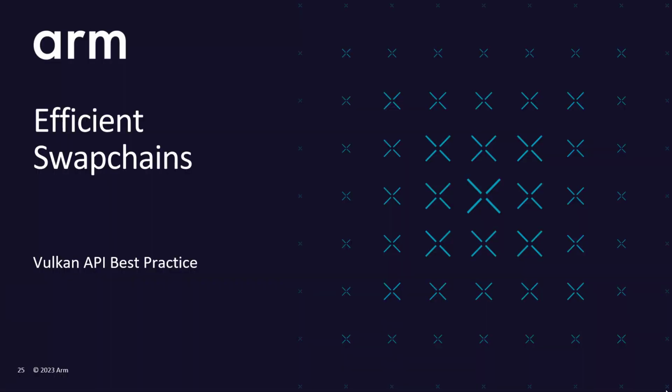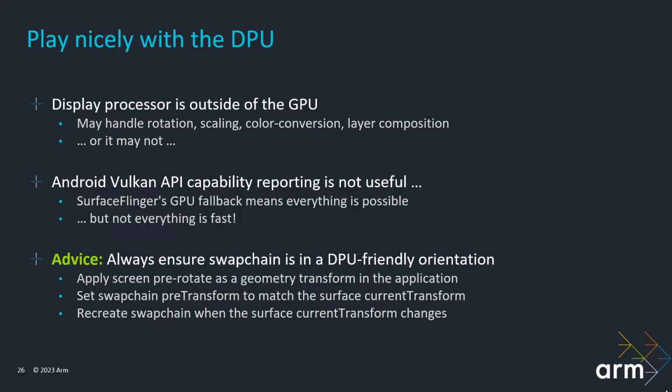On the fragment side, the final piece really is efficient swap chains. And as I mentioned earlier, this is really about making sure that you feed the DPU in a way that the DPU can handle the workload natively without that GPU fallback. So the display processor is outside of the GPU, and it handles composition tasks. And it may handle rotation, scaling, color conversion, layer composition at various resolutions, or it may not. And unfortunately, with the query API in the Vulkan window system integration, you've got no way of telling.